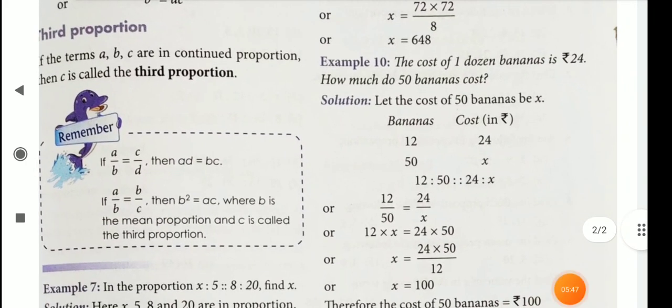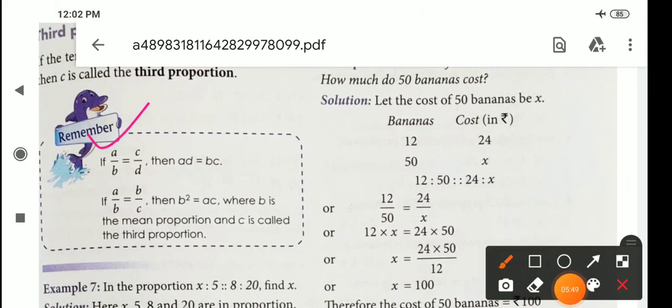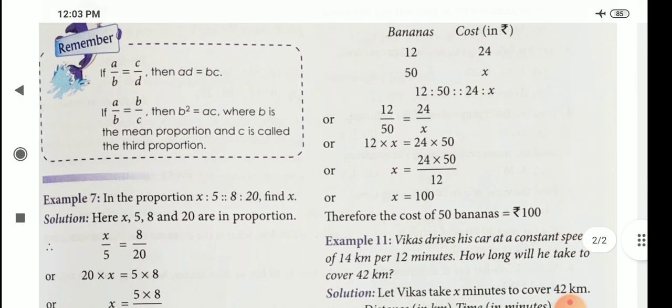Here, children, you remember this box. If a by b equals c by d, then ad equals bc. Already we discussed: if a by b equals b by c, then b squared equals ac. b is the mean proportion and c is called the third proportion. Okay, this one you remember. Now we discuss some examples.